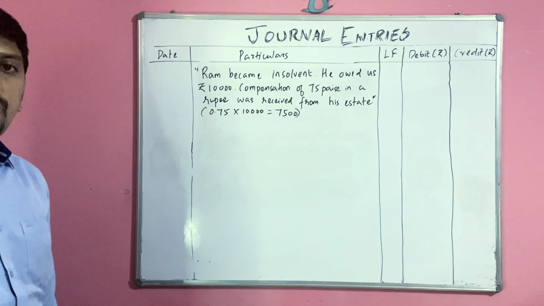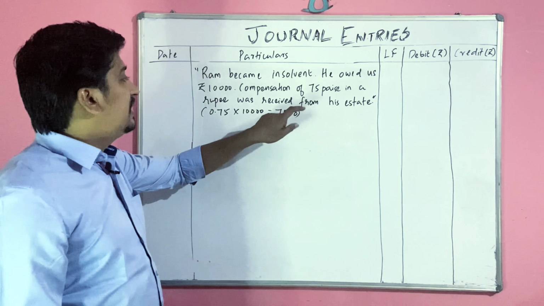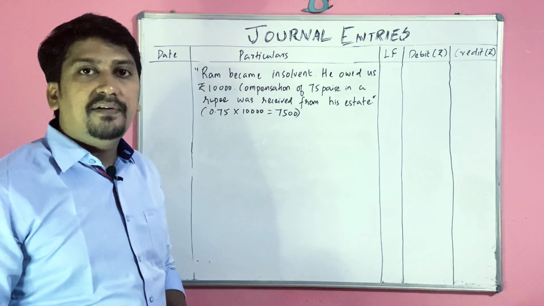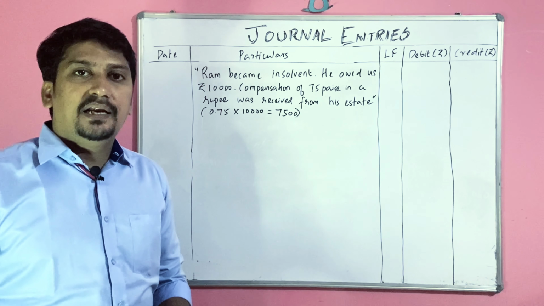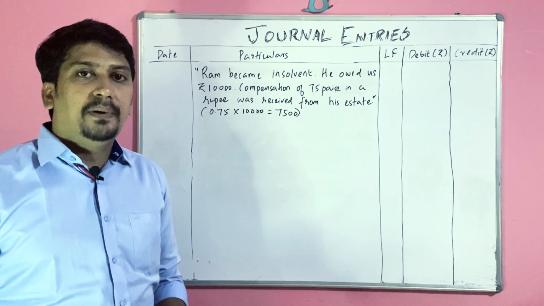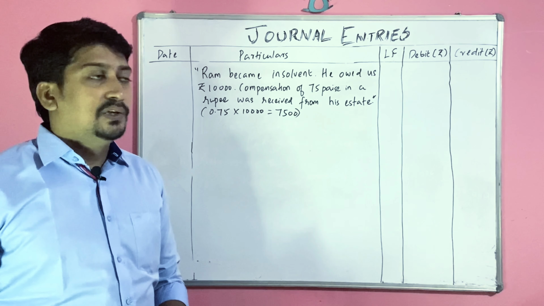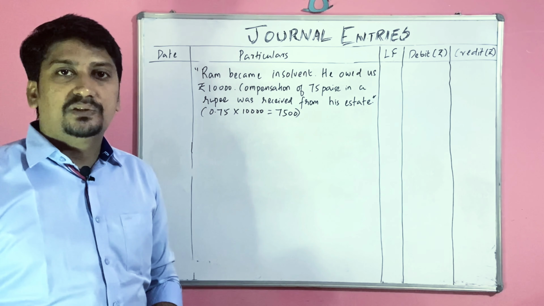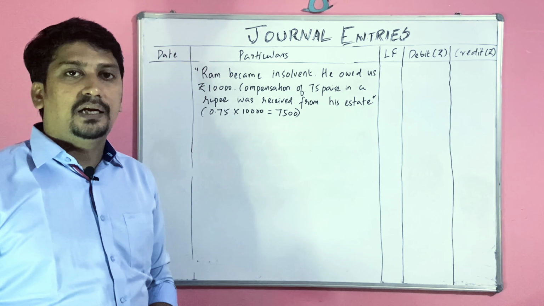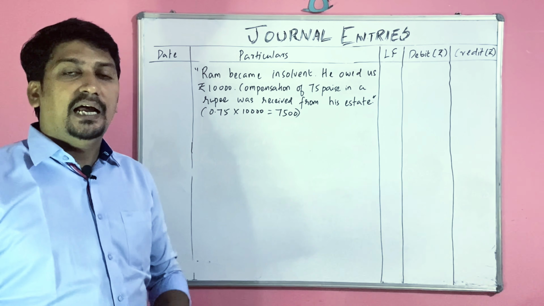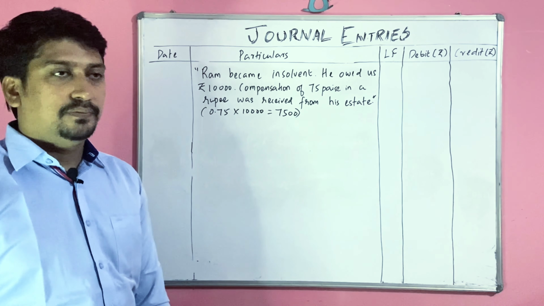Then the amount that was not received, that is this difference 2,500, we have to mark as bad debt, which means that the debt irrecoverable from a debtor is a bad debt. So once a debtor becomes insolvent, the amount that is irrecoverable from the particular debtor has to be marked as bad debts, and we have to close his account.